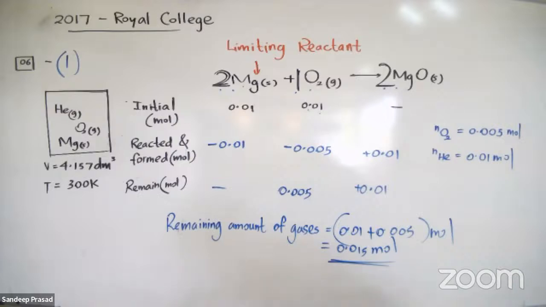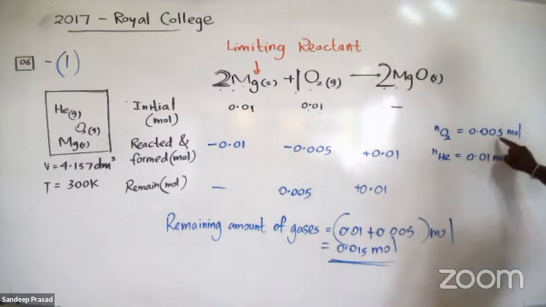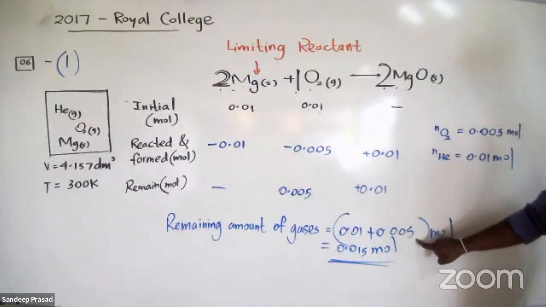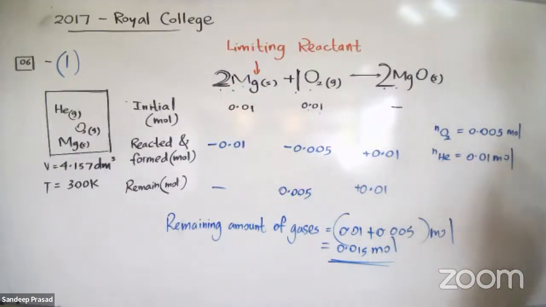Sir, helium will also remain in the container, right? Yes, I have added helium amount 0.01 and oxygen amount 0.005. Then the total amount is 0.015. Okay, right. Good.